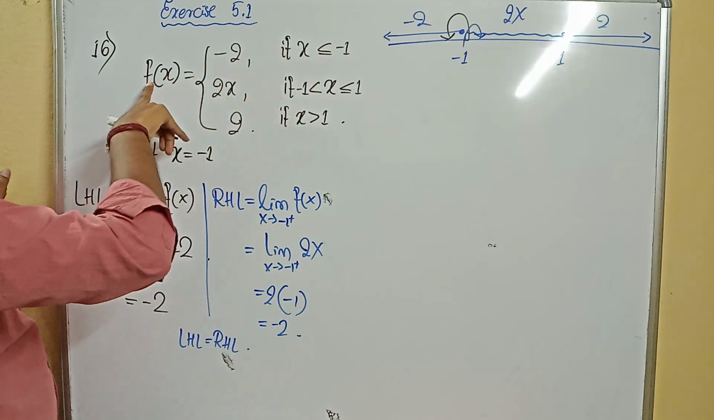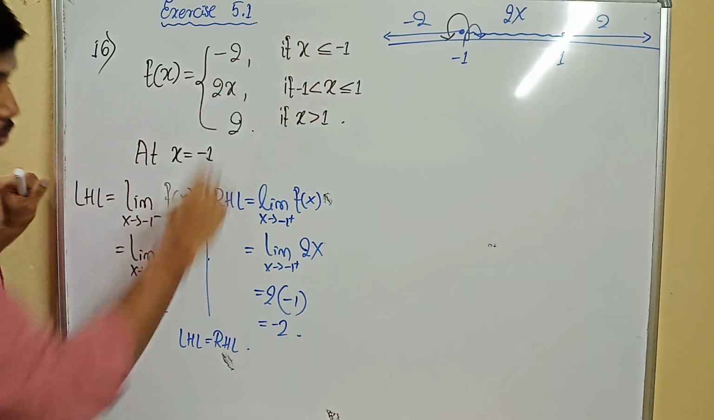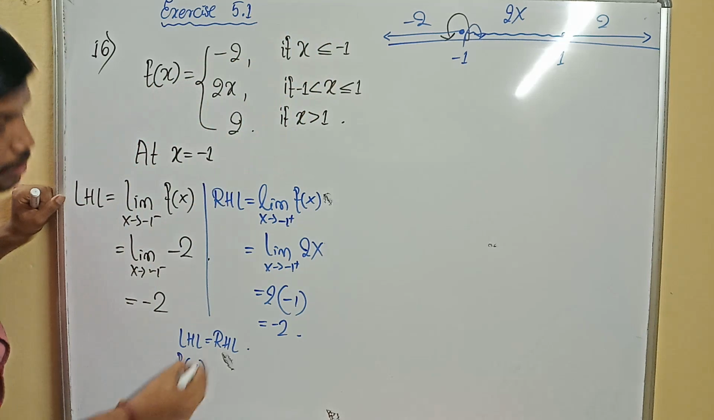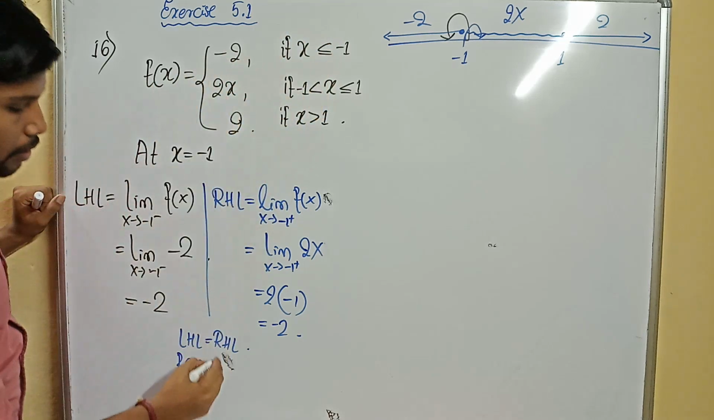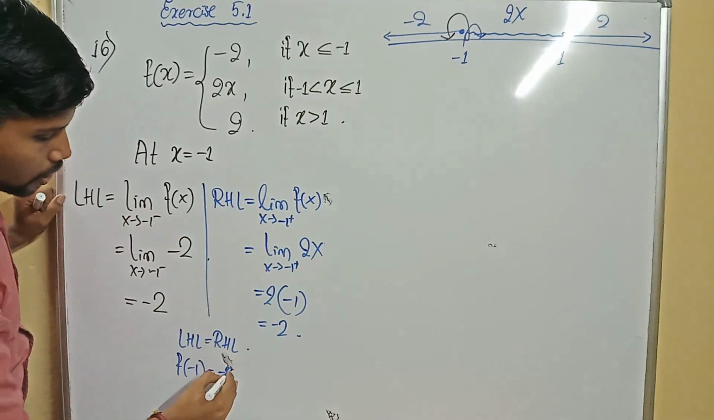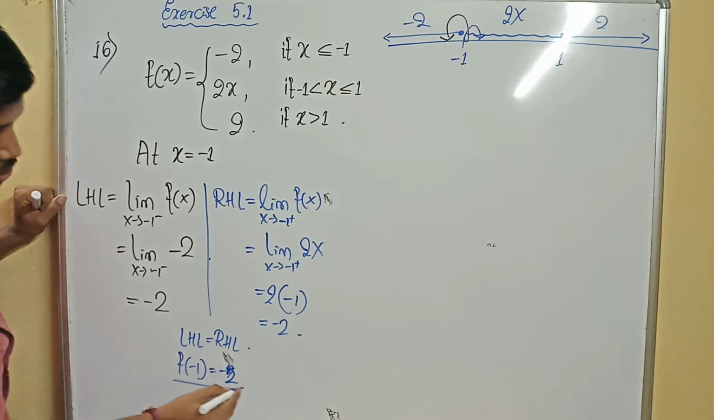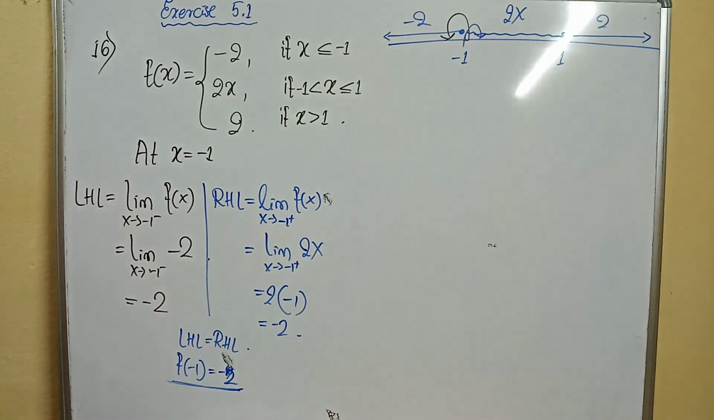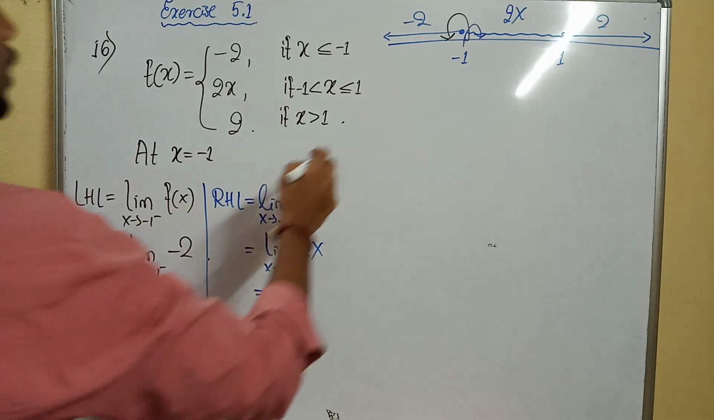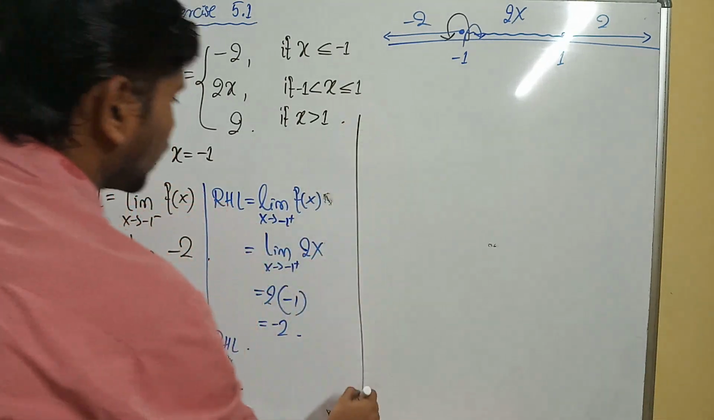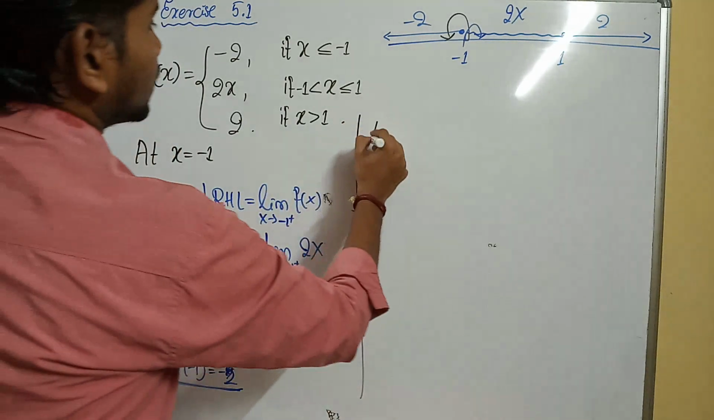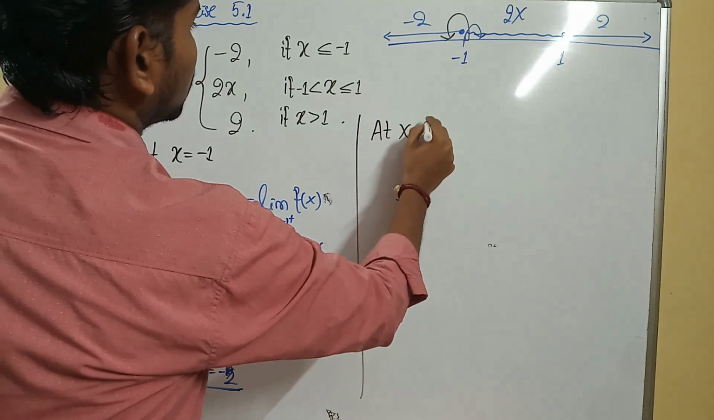At that point means f of x at x equal to minus 1. What is f of minus 1? Whenever it is minus 1, its value will be minus 2. Got it? All three values are the same. That's why it is a continuous function at x equal to minus 1. Okay, I'd like to check the continuity at x equal to 1.